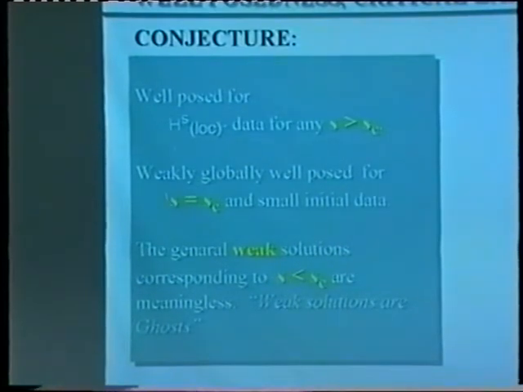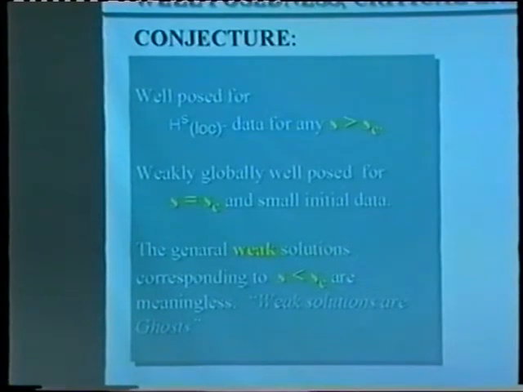So one way to look at the question of global regularity is to go to the question of well-posedness. I'll tell you in a moment what this S critical is. But for the moment, what I want to say is that those four equations I talked about, and more generally equations which come up in classical field theory, should be well posed for any S larger than S critical, should be weakly globally well posed for S equal S critical and small initial data. And finally, the general weak solutions corresponding to S less than S critical are meaningless. I mean this by saying that weak solutions are ghosts.